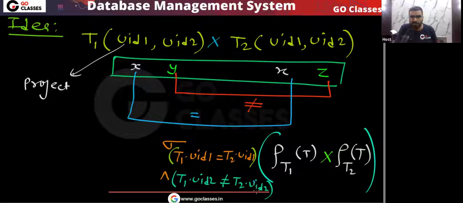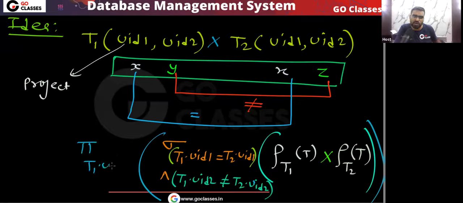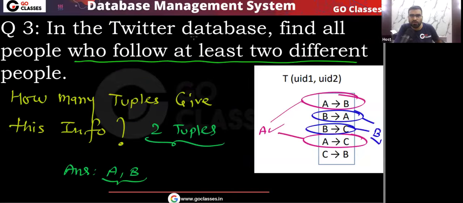Now, finally, once you have this, then we will project. Tell me what we will project. From here, we will project T1 dot UID1. Please tell me, did you understand? So once you know the idea, then very easily you can solve the question. So this is how you can do it. We want those people who follow at least two different people.